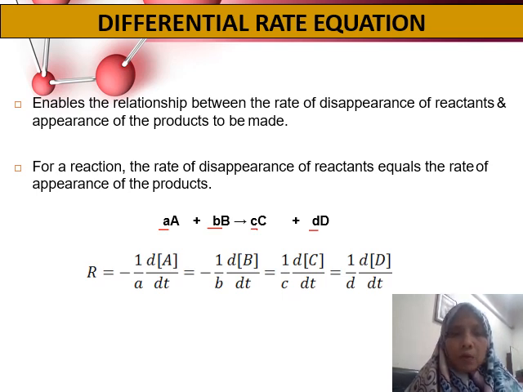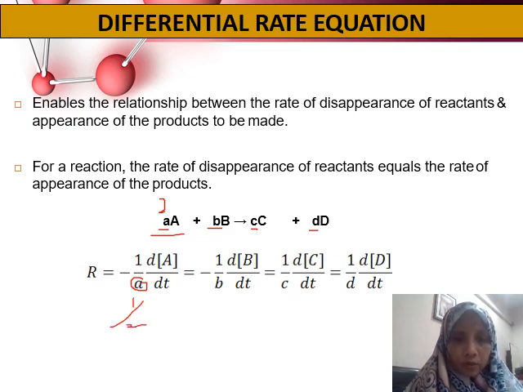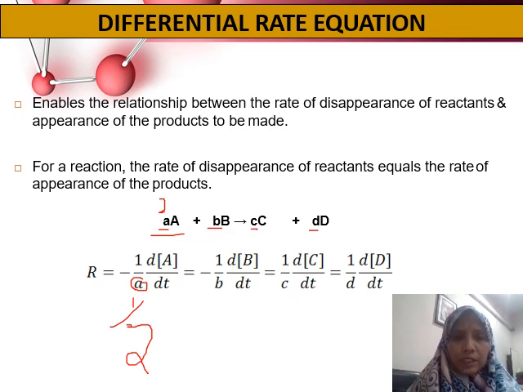So we start one by one. We start with A first. It is equal to minus 1 over whatever mole of A that you have here. Let's say this is 2 mole, so basically 1 over 2. Then d concentration over dt. You can put delta, or you can put d. You can also put the delta sign, or simply dt. It's okay. So that is equal to minus 1 over A, dA over dt.